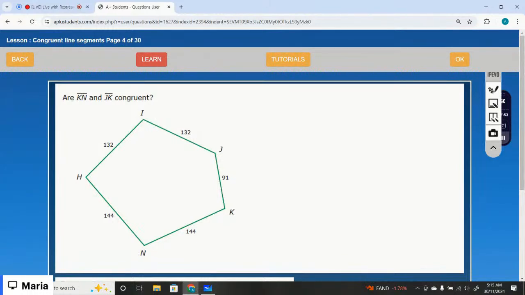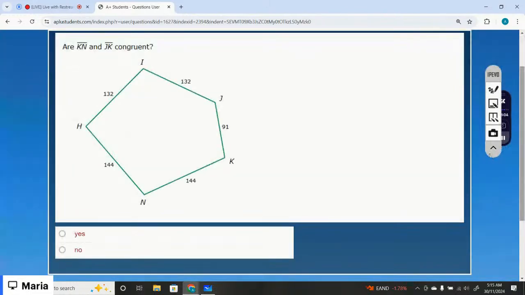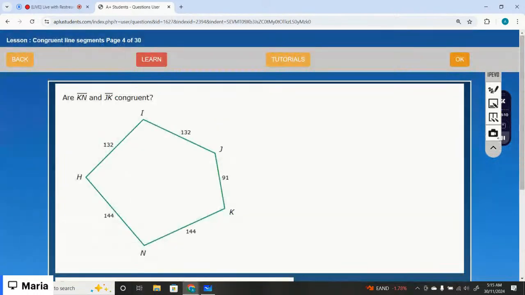Are KN and JK congruent? So, where is KN? Here is KN, and here is JK. No, they are not congruent. So two lines are congruent if they have the same side length, right? The correct option is no.